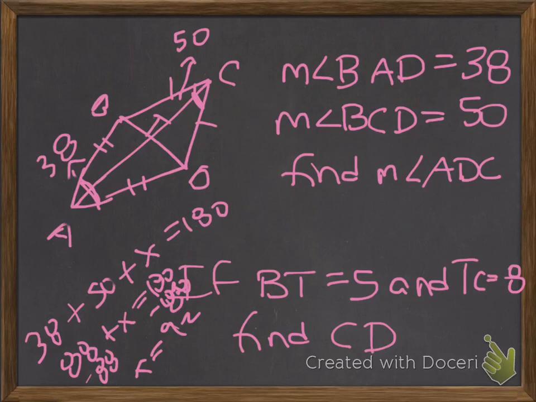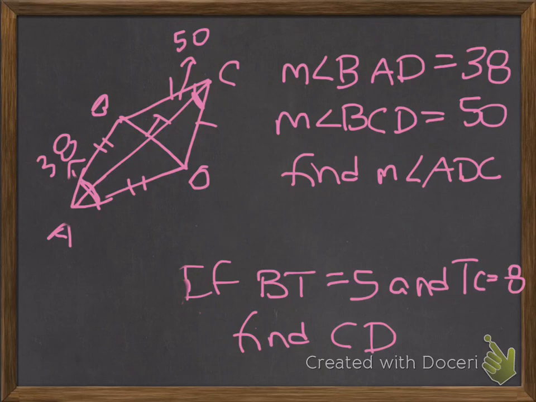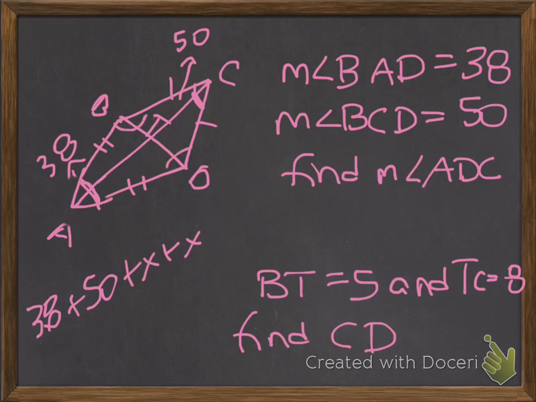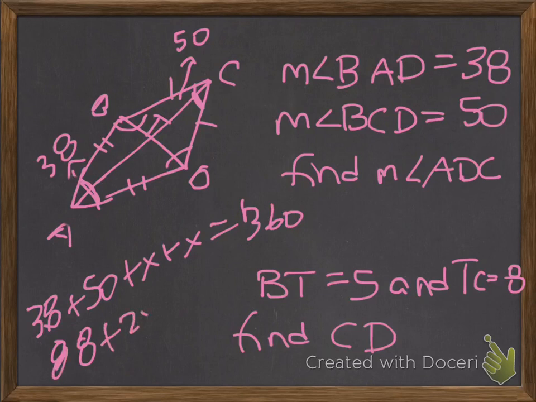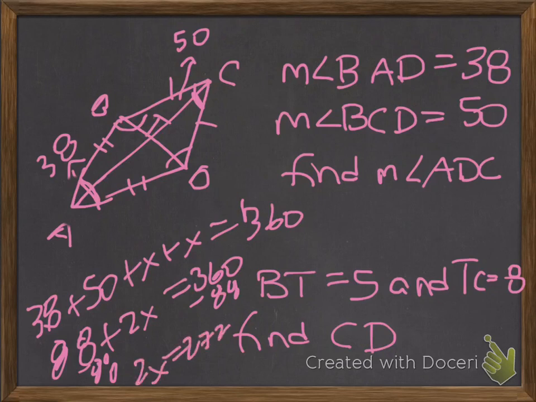So we know that a quadrilateral adds up to be 360. So we want to do it that way. So 38 plus 50 plus x, because these two are going to be the same, equals 360. We solve. So that's 88 plus 2x equals 360. That gives us 272 equals 2x. And then we divide by 2, so x is 136, which is the answer.